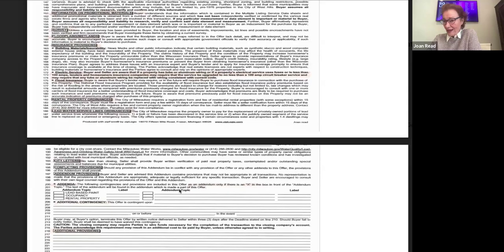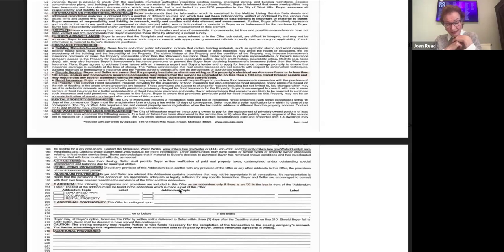Surveys are not very common unless they're on vacant land, and on platted vacant land the plat is the survey. So just make sure that you understand that. But generally in our residential real estate transactions, a survey is not required. If somebody's going to put a fence up, they alone should get the survey.